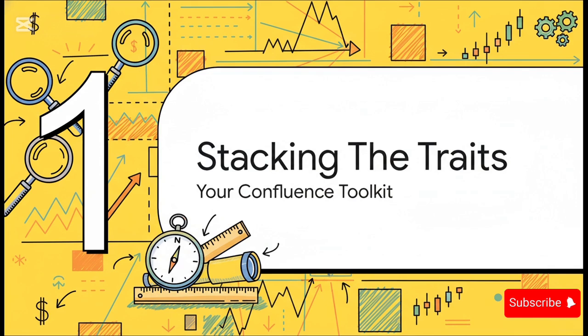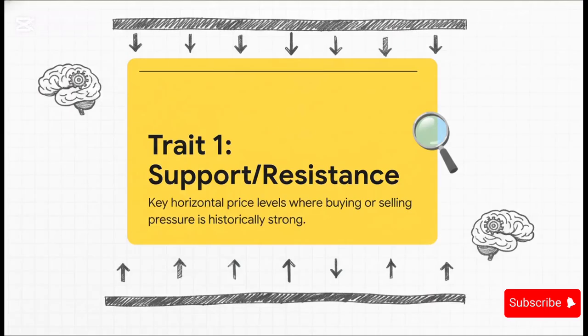Okay, so how do we actually build this case? Let's get practical. Our Confluence Toolkit is going to have 3 main tools that we'll use to gather our evidence and find these super high probability zones. First up, the absolute foundation of market structure, support and resistance. These are simply those horizontal zones on your chart where price has had a strong reaction in the past. You can think of them as price floors and ceilings. They basically represent the market's memory, and believe me, traders pay very, very close attention to them.